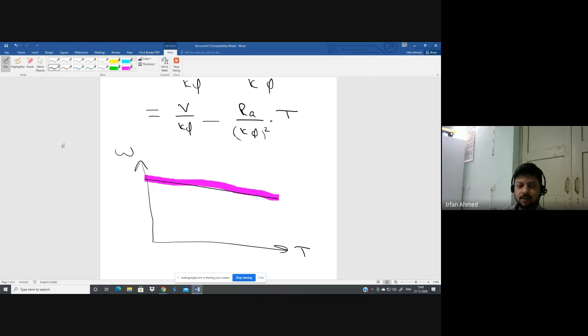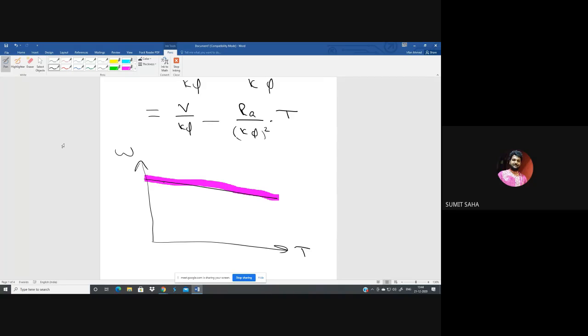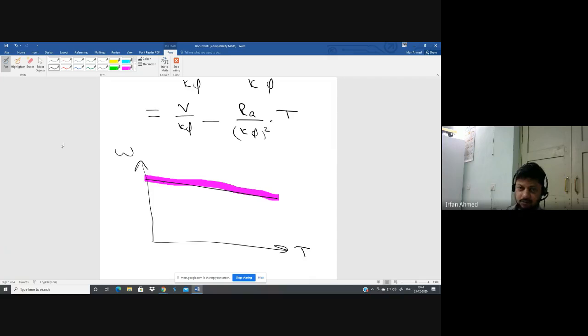Now, suppose I have the facility to change the applied armature voltage. What will be the change in the characteristic? First of all, it has to be very clear that when we are changing the voltage, we will keep the flux constant. Clear? When we are changing the voltage, we will keep the flux constant. And when we are changing the flux, we will keep the applied voltage to the armature constant.